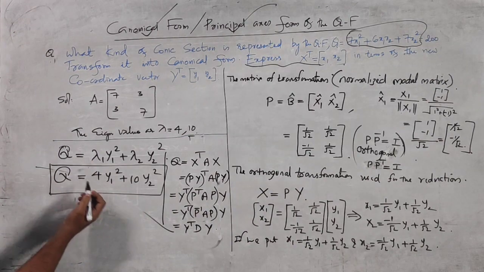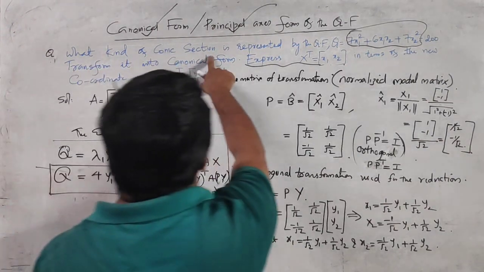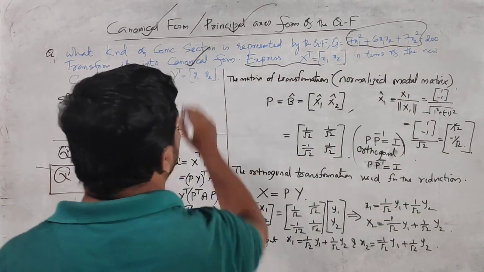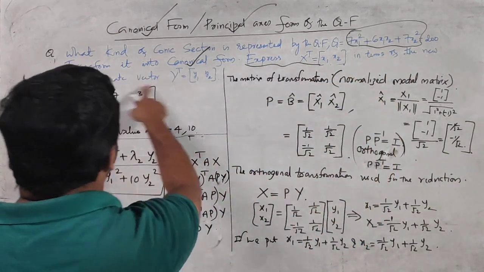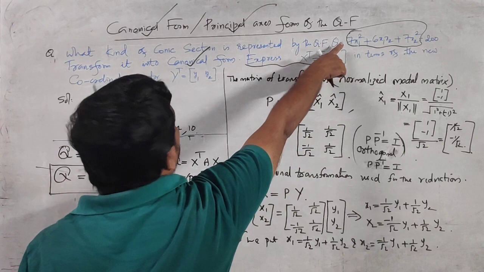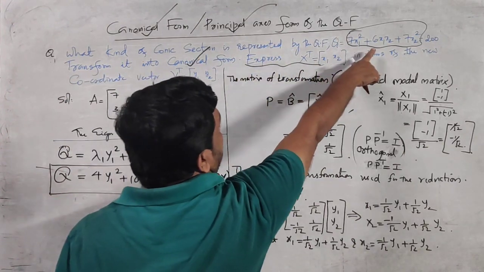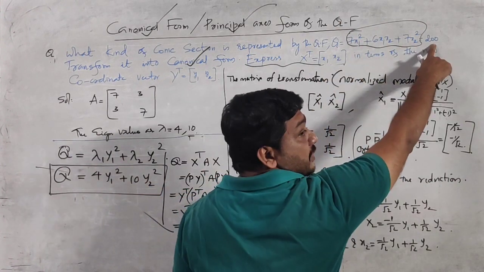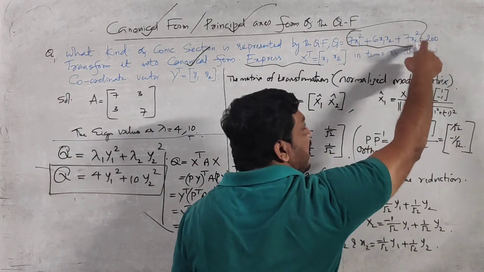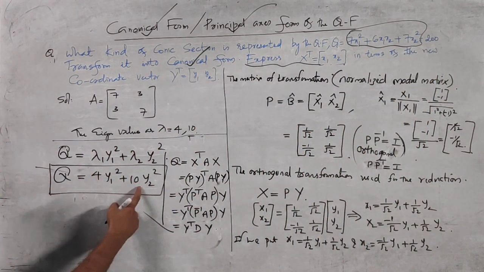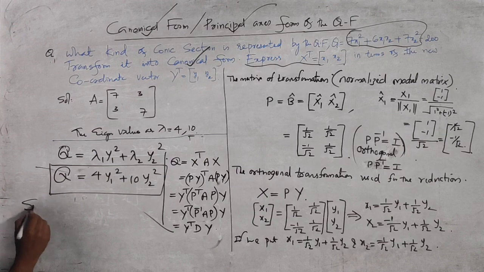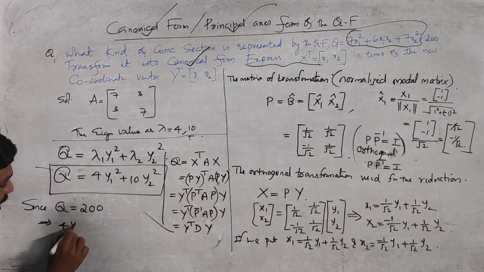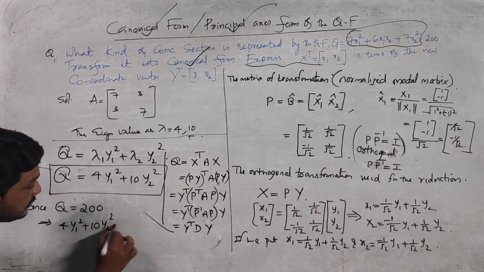Okay. So one more question left here is, what kind of conic section is represented by this quadratic form, and transform it into canonical form. Express X in terms of new variables y1 and y2. That is done. So one problem left here is, what kind of conic section does this represent? In the given question, they gave the value of this quadratic form as 200. That's why the reduced form of this quadratic form also has the same value. Since q equals 200, we get 4 y1 square plus 10 y2 square is 200.